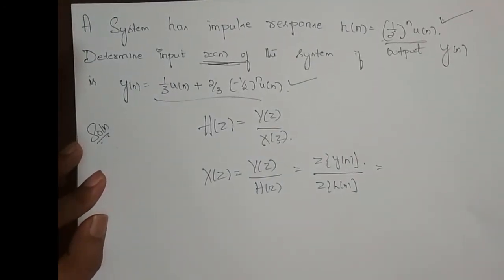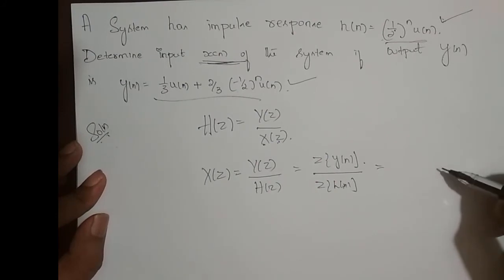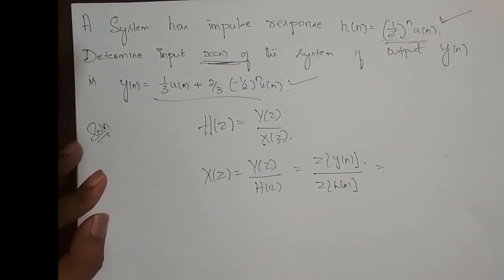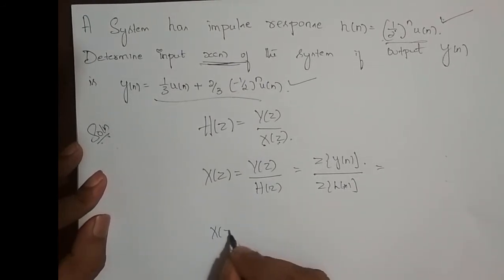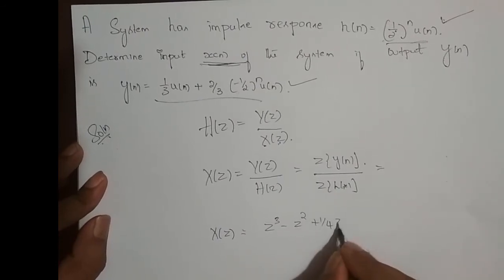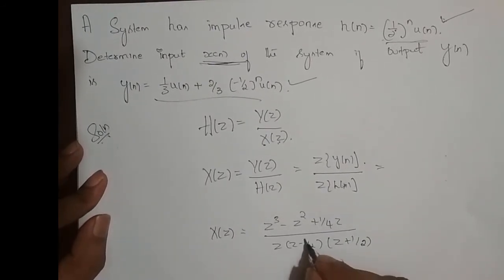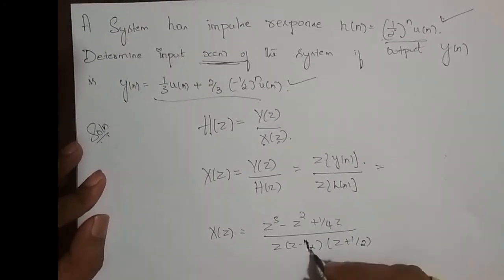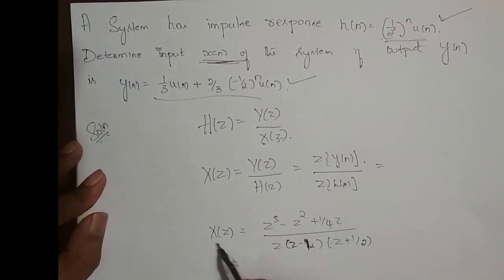Okay. So once you get the z transform of y of n and h of n, you get a polynomial in terms of z in the numerator and a polynomial in terms of z in the denominator, which is our X of z, of the form X of z is equal to (z cubed minus z squared plus 1/4 z) divided by z into (z minus 1/2) into (z plus 1/2), z into (z minus 1). So this is the polynomial we get as X of z.